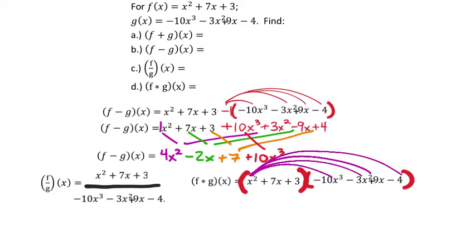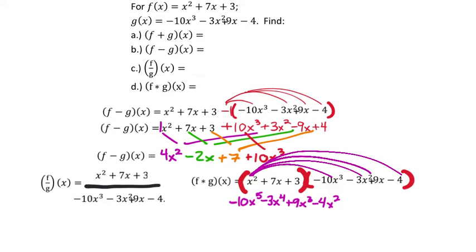And that's fun. So x squared times, I'm going to skip some steps just for the sake of time. X squared times negative 10x to the power of 3 is negative 10x to the power of 5. X squared times negative 3x squared would be negative 3x to the power of 4. X squared times 9x would be positive 9x cubed. Then x squared times negative 4 would be negative 4x squared. Wow, that was so fun.